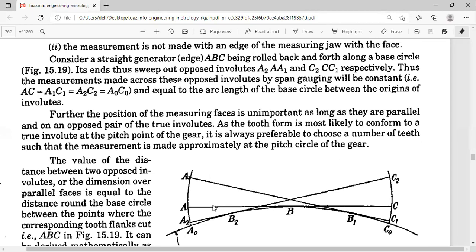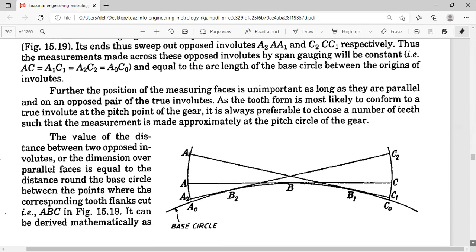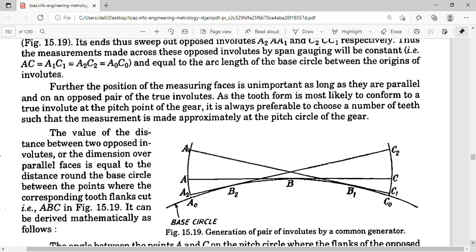So that will be equal to ABC. B is a point on the base circle, and A is a point on the involute, and C is also a point on the other involute.